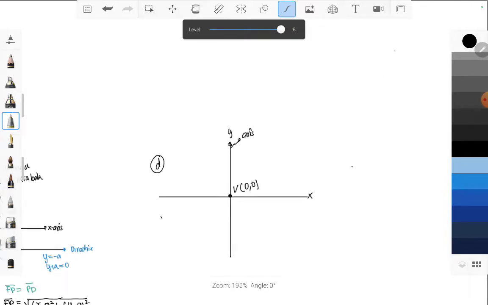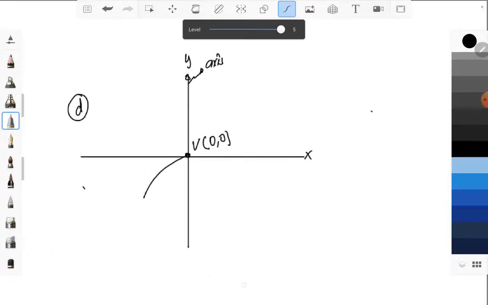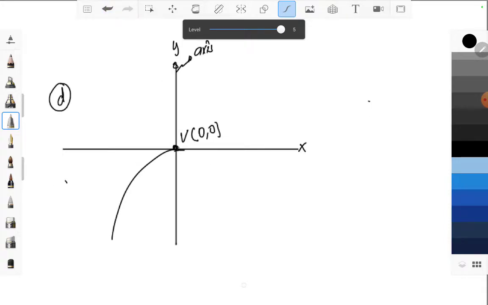So opening downward, right? So therefore we will consider this opening downward. Why can't I perfect this parabola, right? I've been doing this for a couple of hours now. Okay, let's call that one a perfect parabola, even though it's not yet perfect.